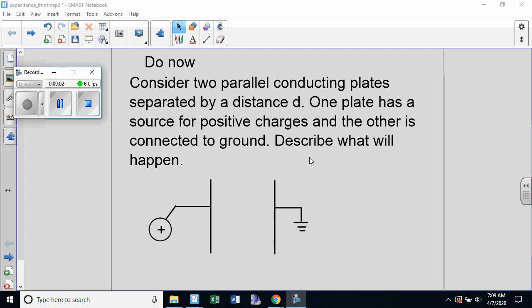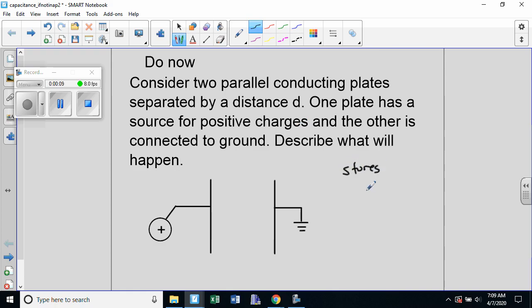All right, guys, we're going to cover capacitors today. Capacitors are a circuit element that stores charge. Okay. So I have this warm-up planned. Typically in class we would do this, but consider two parallel conducting plates.